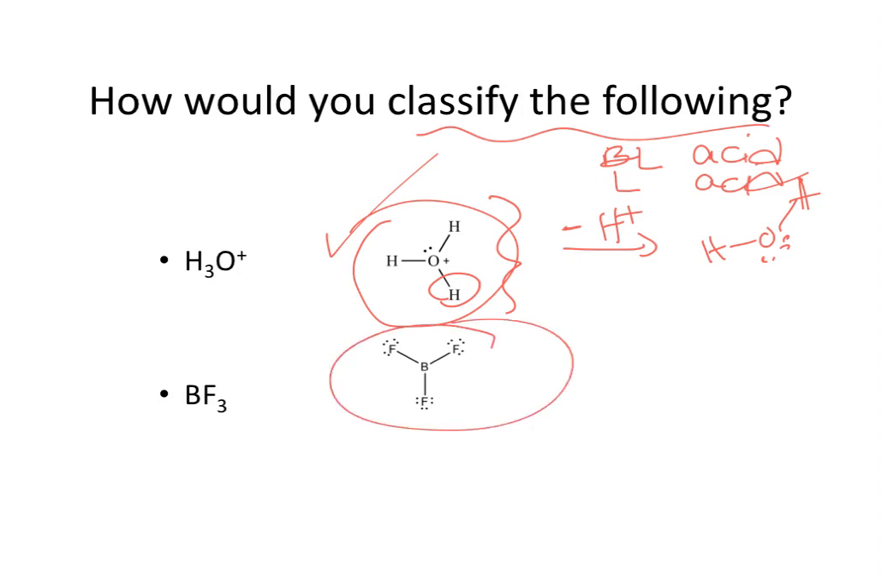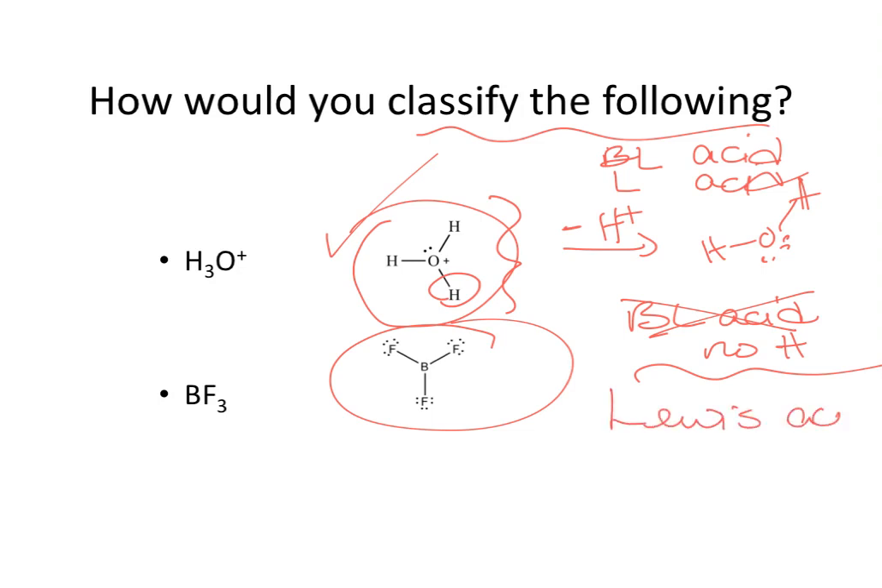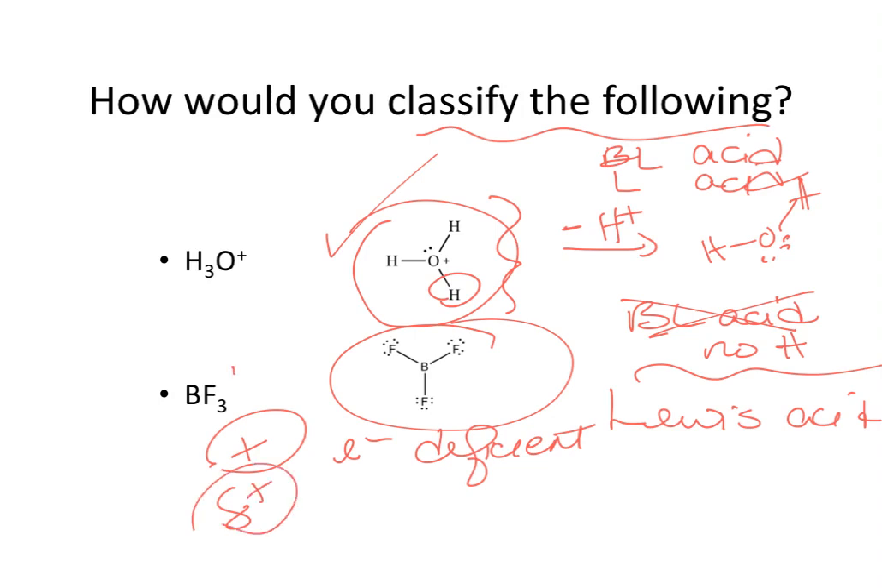There are no hydrogens to donate, so it cannot be a Bronsted-Lowry acid. Bronsted-Lowry acid is out. Could it be a Lewis acid? What's the definition of a Lewis acid? It's something that can accept an electron pair. What would want to accept an electron pair? Something that is electron deficient. How would I know something's electron deficient? Well, cations are electron deficient. Something with a partial positive charge is electron deficient. Or something with an incomplete octet is electron deficient.